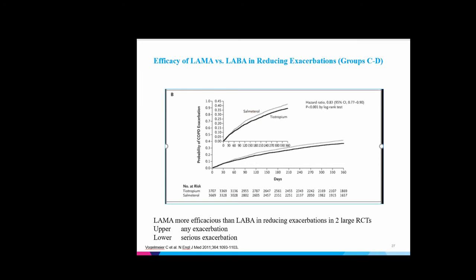Okay, next slide. These are for patients with group C and D. These are patients with more exacerbations. It seems in this study in the New England Journal of Medicine that the use of a LAMA, tiotropium or Spiriva, was associated with decreasing COPD exacerbations compared to a LABA, and it achieved statistical significance. And this was both for the upper graph, any exacerbation, and the lower graph for serious exacerbations. So when choosing monotherapy, the literature suggests that LAMA is superior to LABA. This has been duplicated in other studies. Next slide.